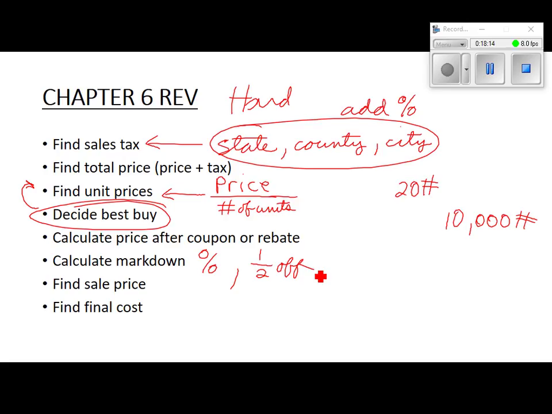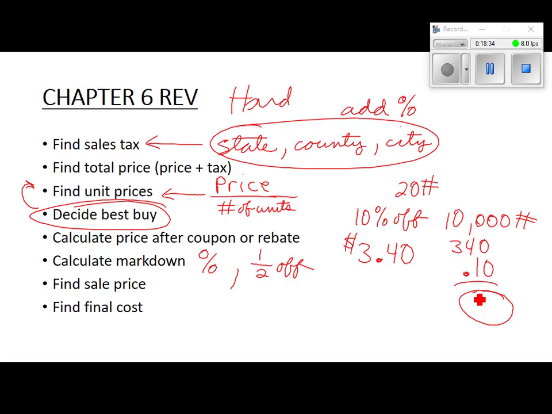The method that I learned to use was, if it was something that was 10% off and the item was $3.40, just making up numbers here, I take the 10%, 0.10, times the 340, get that answer, then what do you do with that answer? Add it. Minus it. You minus it from the 340, and that gives you the sale price.